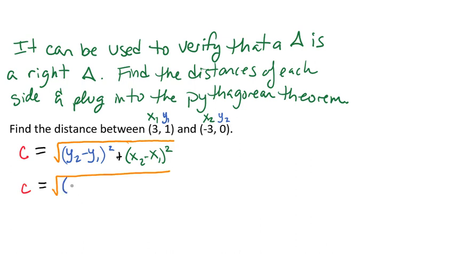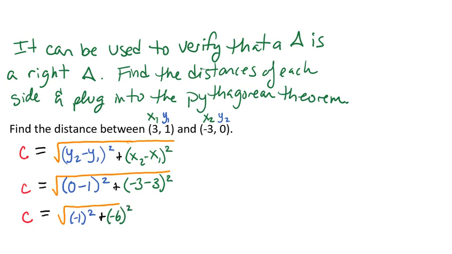So we've got 0 minus 1 quantity squared plus -3 minus 3 quantity squared. So now we have 0 minus 1, which is -1, and we'll square that. And then -3 minus 3 is -6, and we'll square that. And so now we're going to go ahead and plug in -1 squared plus 6 squared into our calculator, and then put that number right there.